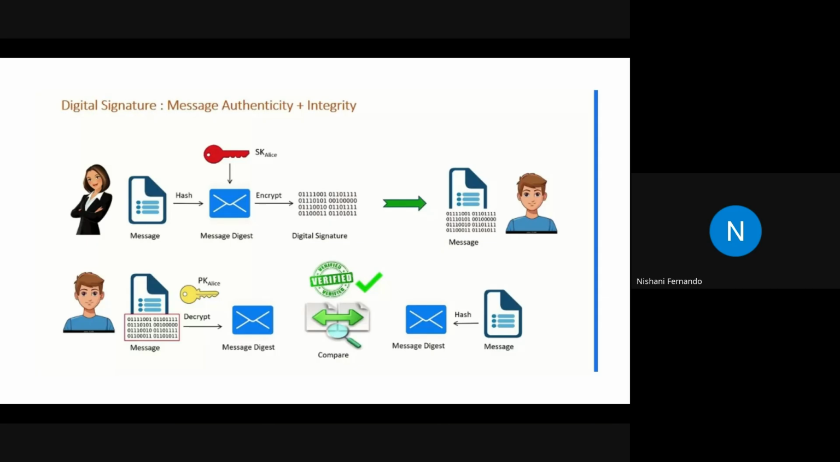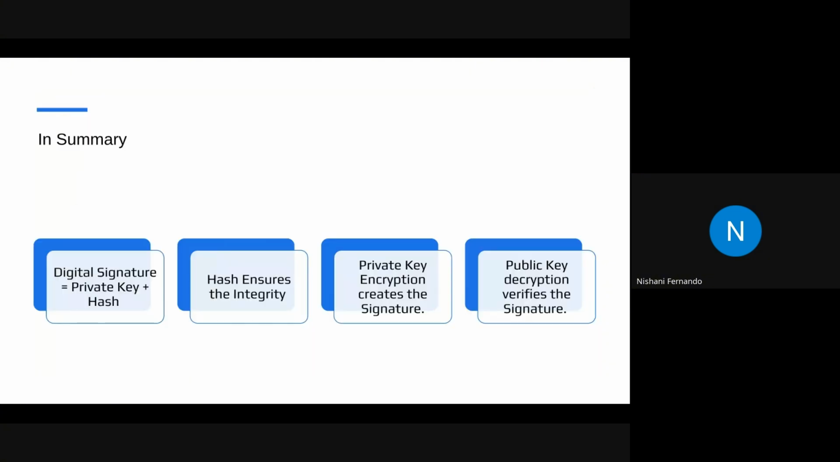I'll explain this more in further slides. So let's take a summary. What is the digital signature? It is the private key, which is like a key in this cryptographic method, the sender's key, plus the hash. Hash means the code that we gave to the document. We use the private key, the sender's key, to encrypt and create the digital signature. And the public key is the key the receiver must have to verify the signature. So that is how the technical side works.